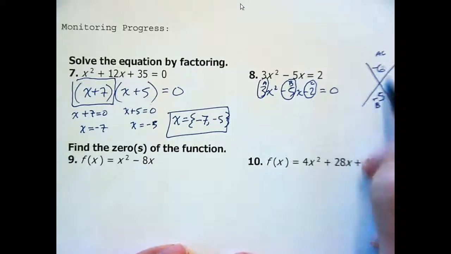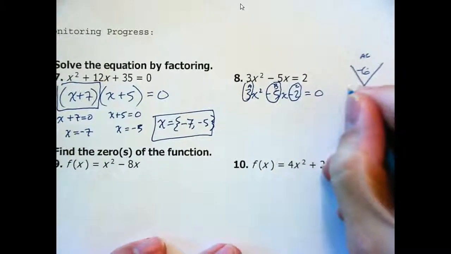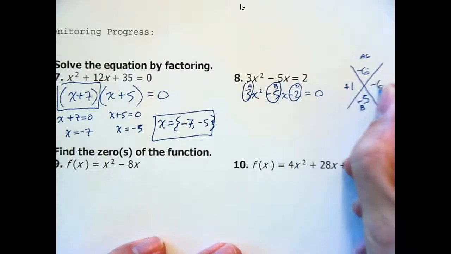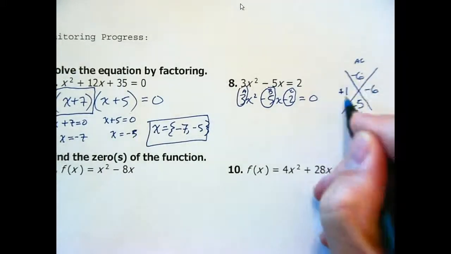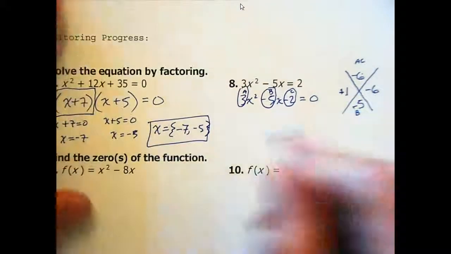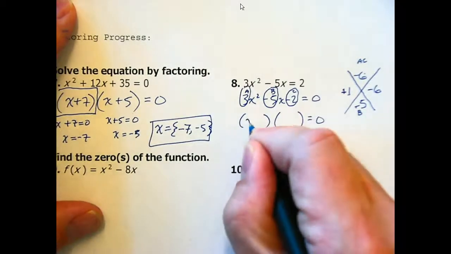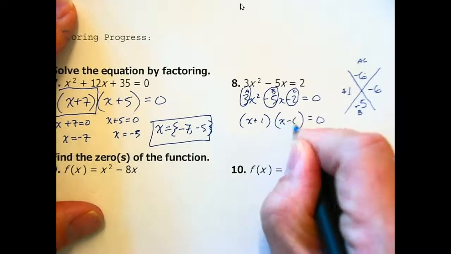Two things that multiply to make negative 6 and add to negative 5. Negative 6 and positive 1. 1 times negative 6 is negative 6, and 1 plus negative 6 is negative 5, so we put it into our sets. So x plus 1, x minus 6.